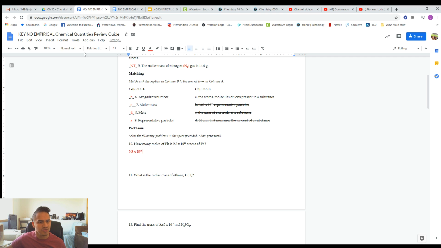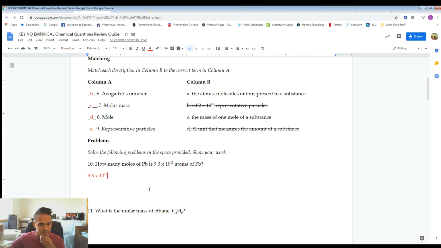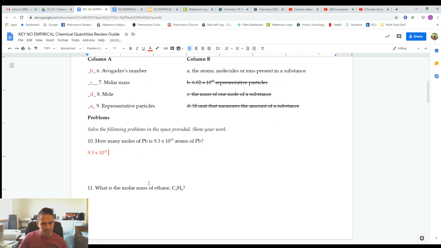There we go. All right, let me actually zoom in a little bit on this just because this might be hard to read. There we go. That's probably better. All right, so 9.3 times 10 to the 15th atoms of lead, and they want us to convert this into moles of lead. Okay, so we're going from atoms to moles.